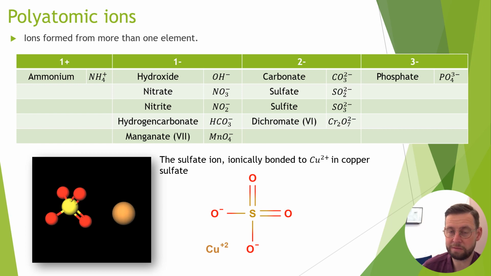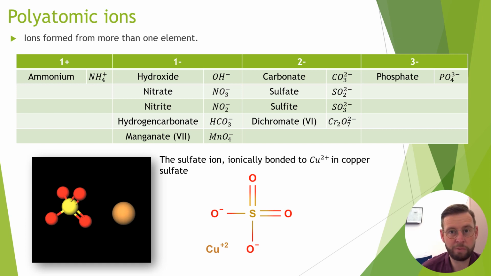Now, nearly all of the rest of them that are important to remember are anions. They carry a charge of either -1, -2, or -3. And the ones to remember are hydroxide, OH-, and nitrates or nitrites. Got to be careful with those ones. It depends on whether there are 3 or 2 oxygens. Hydrogen carbonates and manganates, as you can see just there. With a charge of 2-, the carbonates, the sulfates, the sulfites, and the dichromates are important to know, and phosphates with the 3- there.